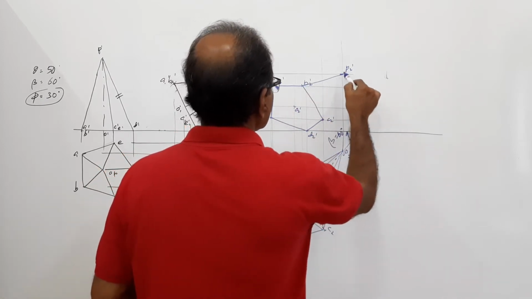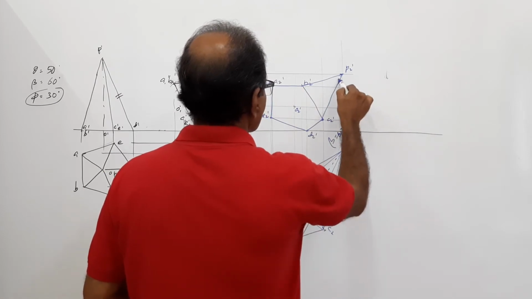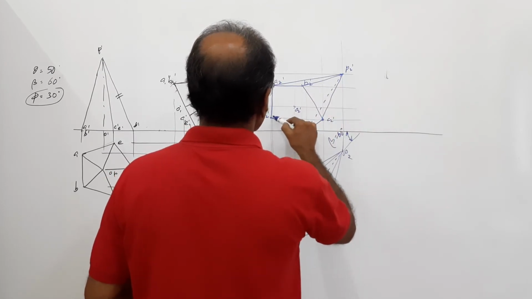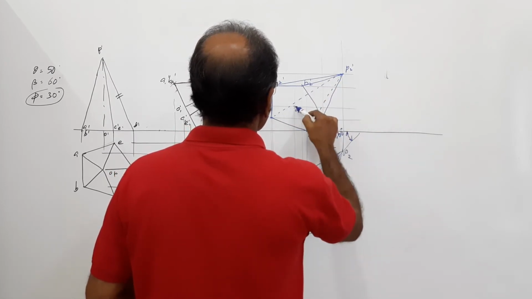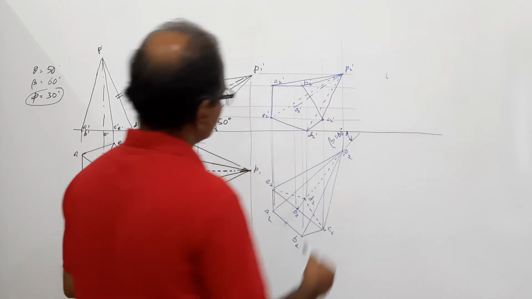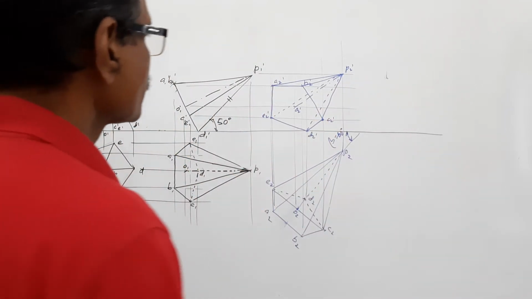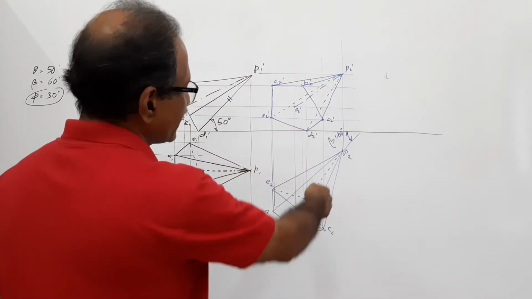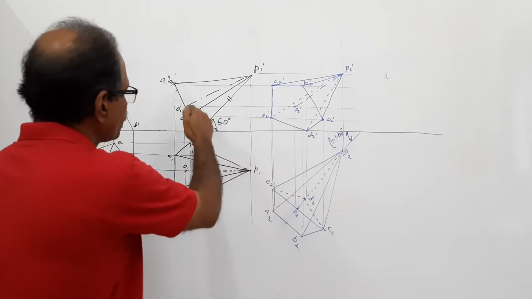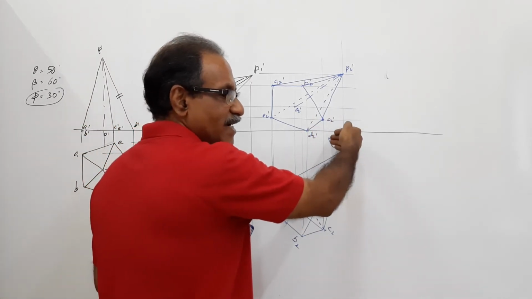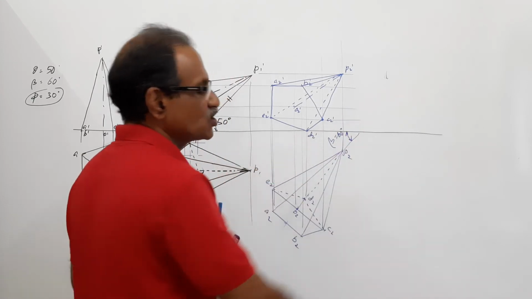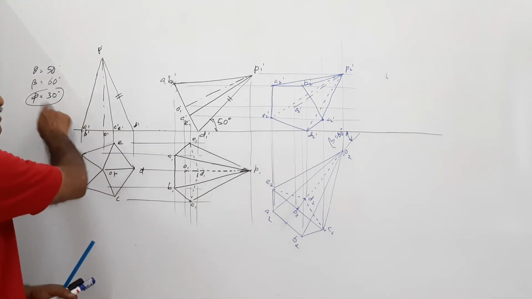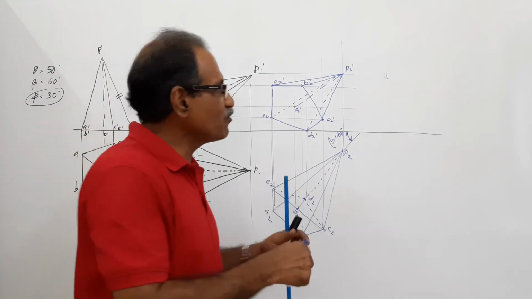Then apex. The pyramid is standing on HP on corner D, with the slant edge containing the corner making 50 degrees to HP, and the plan of that slant edge making 60 degrees to XY, beta equal to 60. If phi is given, you have to find out beta. How will you find out beta?